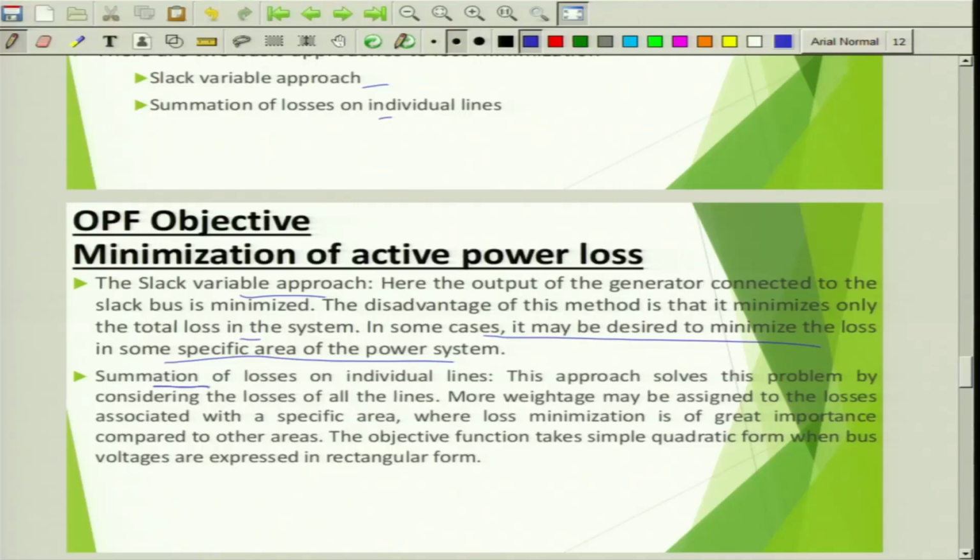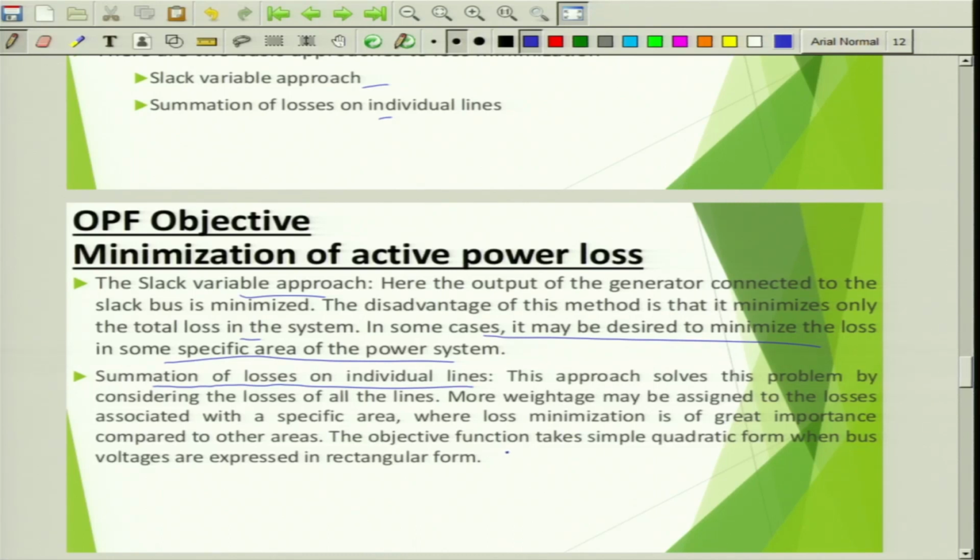So, what is the second approach? Summation of losses on individual lines. This approach solves the problem by considering the losses of all the lines. More weightage may be assigned to the losses associated with a specific area where loss minimization is of great importance compared to the other areas.